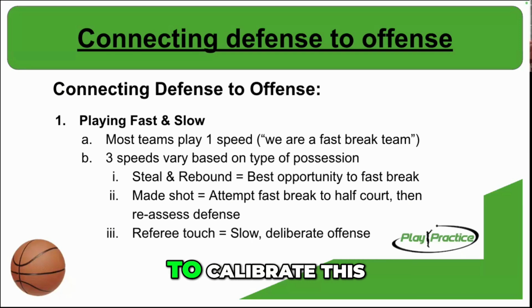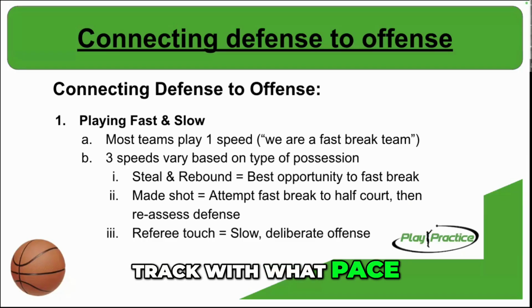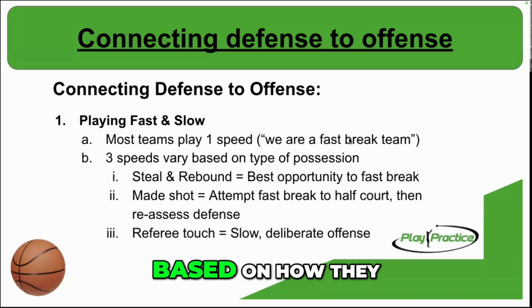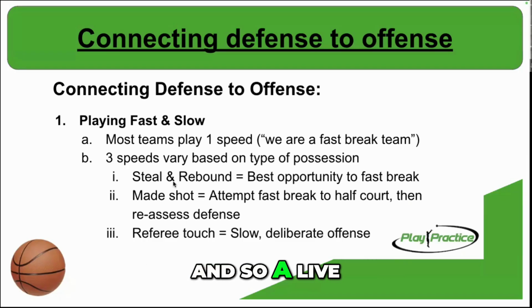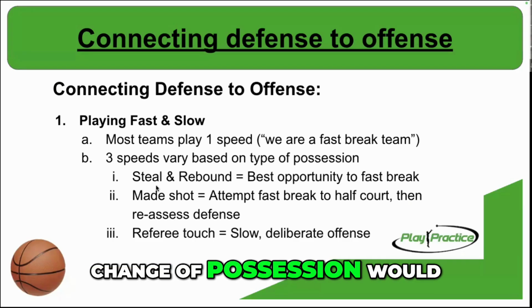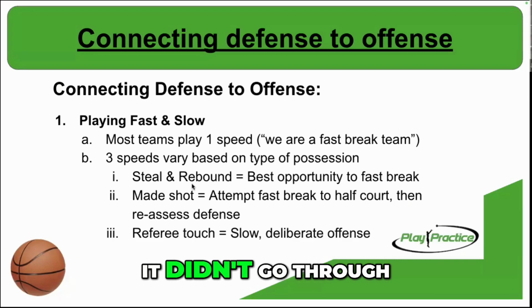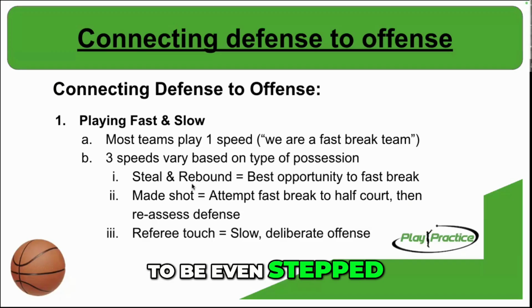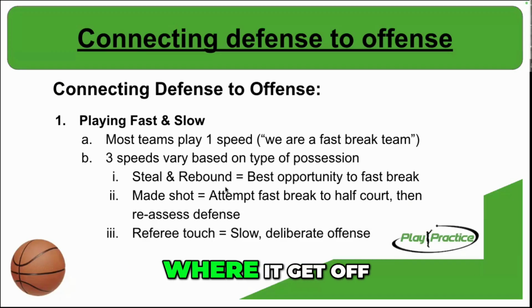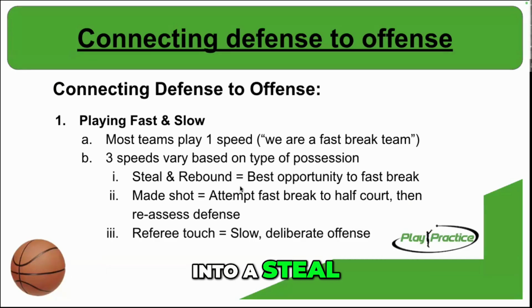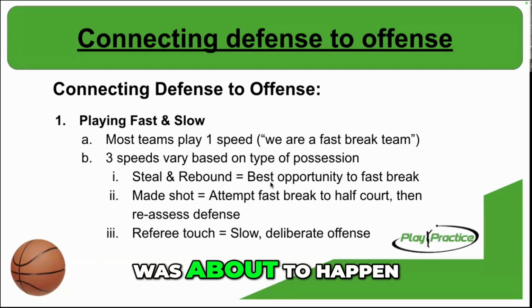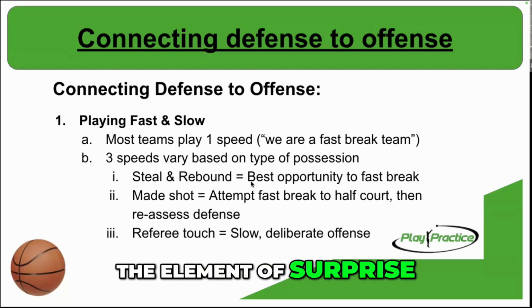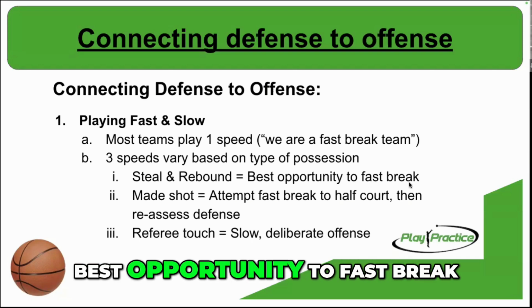But the best way to calibrate this, the best way to get your team on track with what pace they should play, is based on how they got the ball. A live change of possession would mean it didn't have to go out of bounds. It didn't go through the net and have to be stepped out of bounds to pass it in or inbound. Steal and rebound are the only 2 ways where it came off the rim or got deflected on a pass into a steal and nobody knew that was about to happen. And so we have the element of surprise. So that is the best opportunity to fast break.